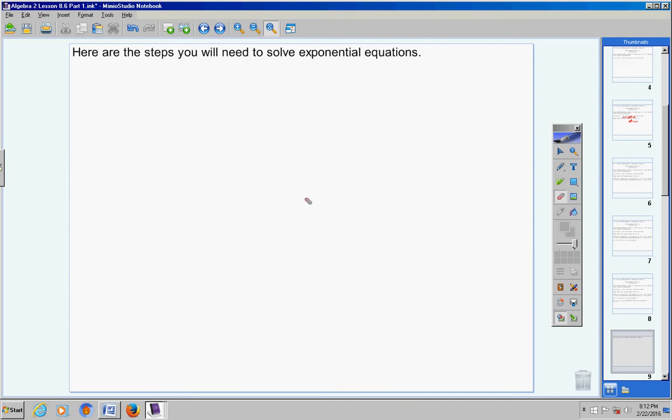Now, here are the steps that you will need to solve these types of equations. They're long. You need to write them all down. They're going to sound like Greek to you. Okay? Greek. It looks like geek, doesn't it? Greek. But that's okay. Copy them down. You know I will explain them later, okay?